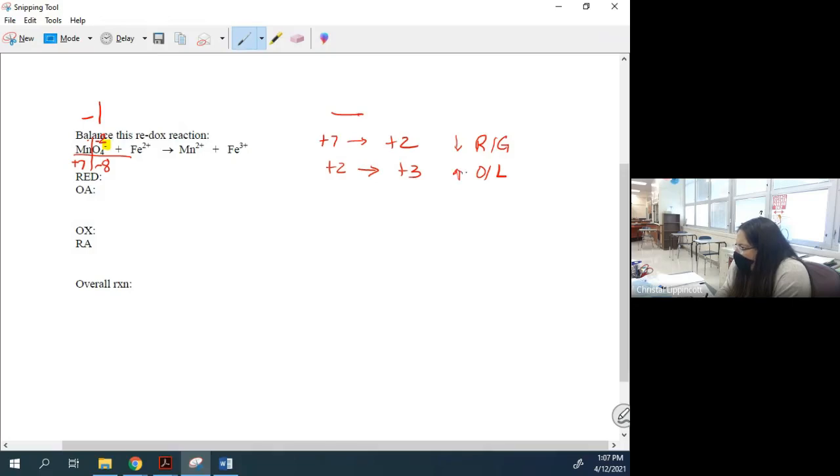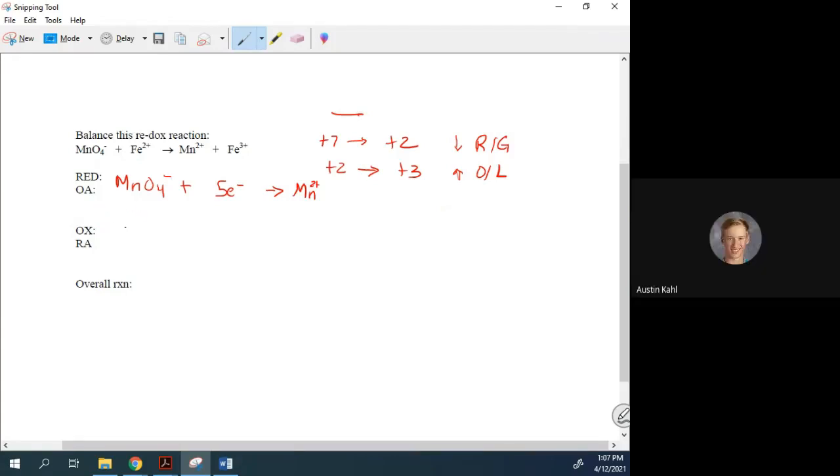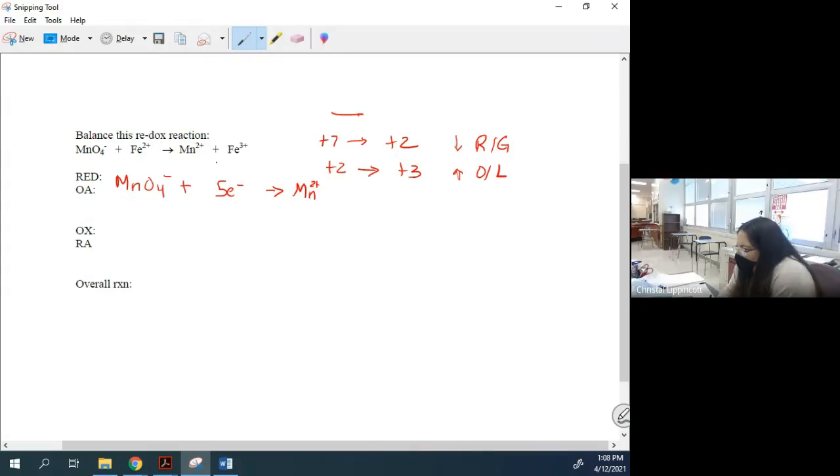The charge went up, so it was oxidized. Our reduction here was our manganese. So MnO4 minus plus 5 electrons yields Mn2 plus. Sorry, Austin, this is going to be a lot of review from last week. That's fine. That'll be good. And then our iron down here, Fe2 plus, would yield Fe3 plus and an electron.